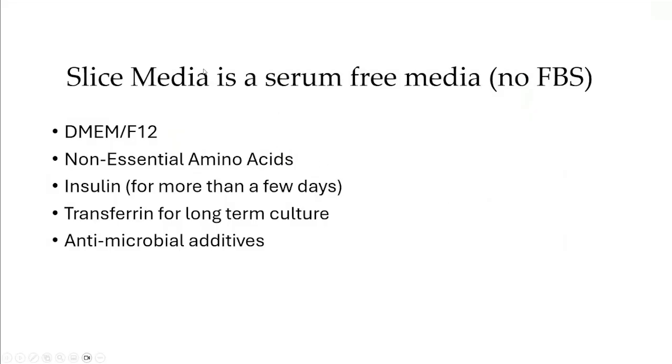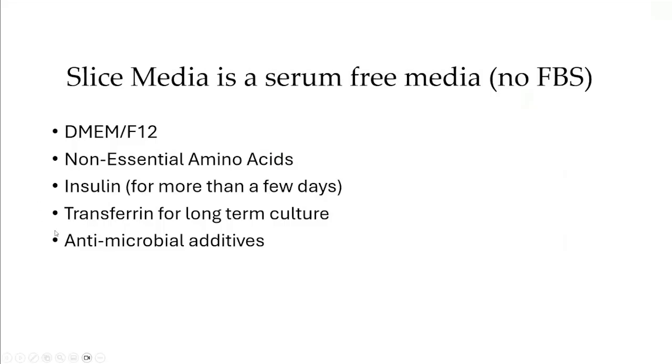So the slice media that you'll transfer the slices to from the Hanks balanced salt solution is a serum-free media. You'll have no FBS, and it will be standard cell culture media. So you'll use a Corning or Gibco DMEM F12, whoever you buy from. You might add 1X non-essential amino acids.